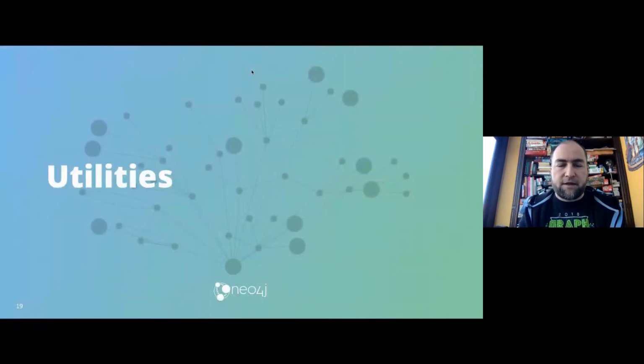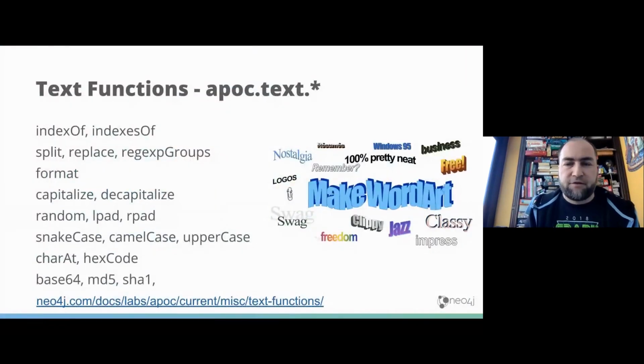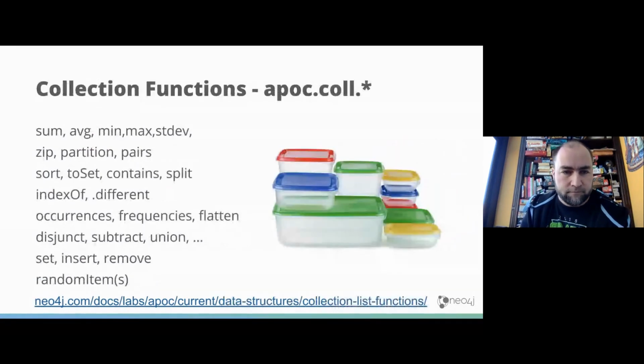Okay, next one is utilities. Utilities is really broad because it covers a large range of things. There's a ton of text utilities, all kinds of text operations, from regular expression replaces to capitalization to LPAD and RPAD and case changes, to utilities for hex codes and base64 encoding and lots of other things. String format, there's also a text repeat and so on. So you can basically do a lot of work with APOC.